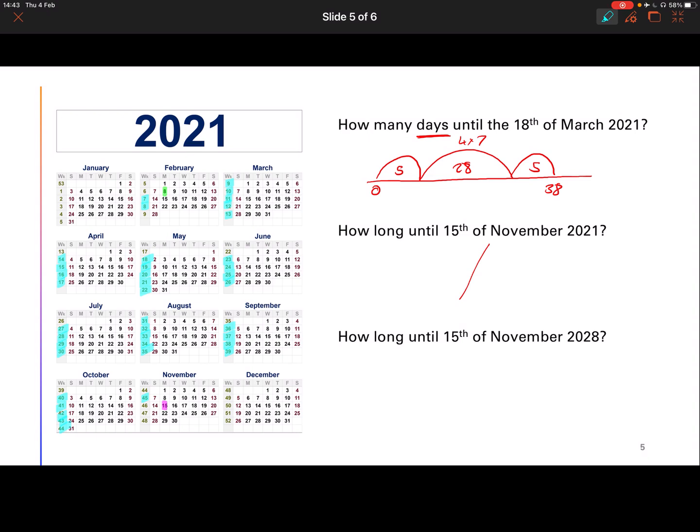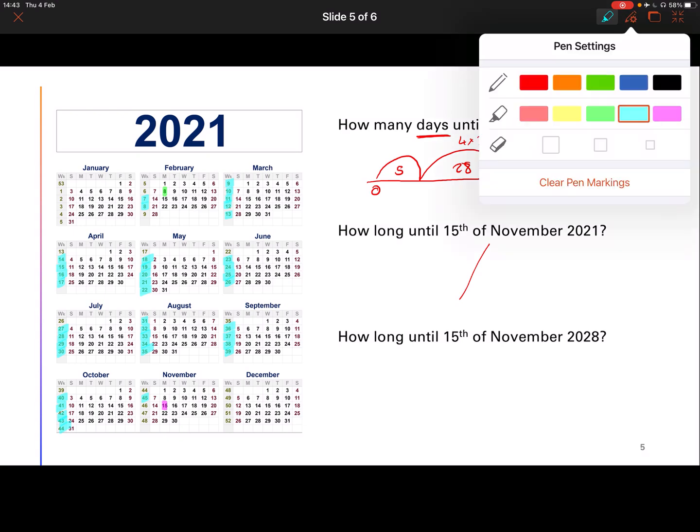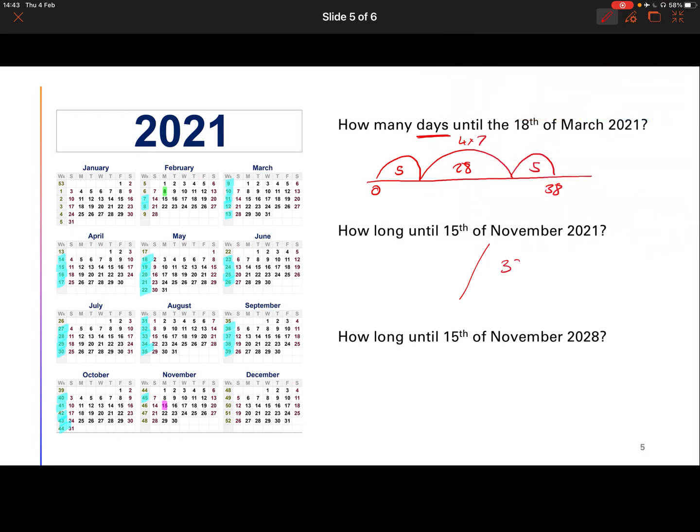So it's 1, 2, 3, 4, 5, 6, 7, 8, 9, 10, 11, 12, 13, 14, 15, 16, 17, 18, 19, 20, 21, 22, 23, 24, 25, 26, 27, 28, 29, 30, 31, 32, 33, 34, 35, 36, 37, 38. It's 39 whole weeks. But the rest of this week and the beginning of this one here, frankly, they add up to another week. So it's actually 40 weeks.